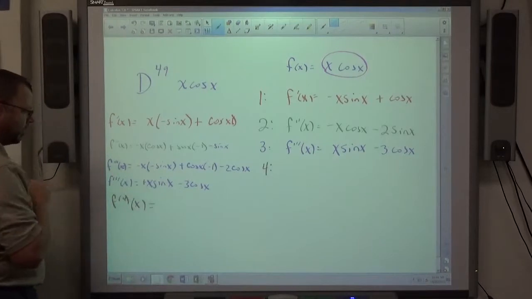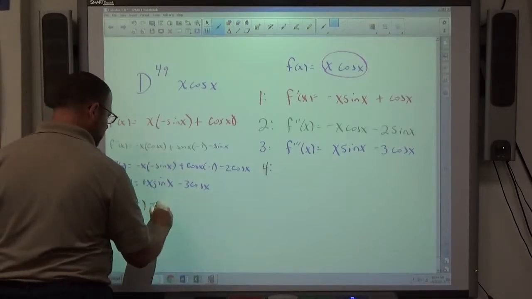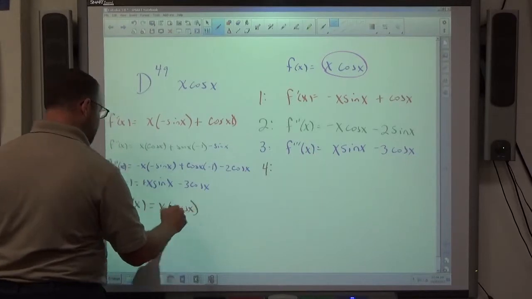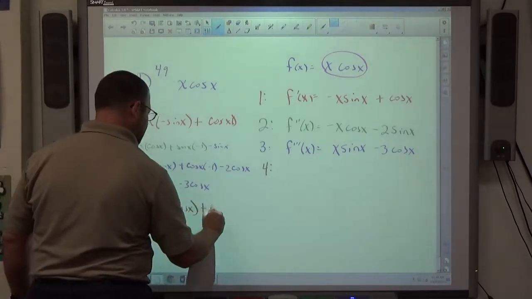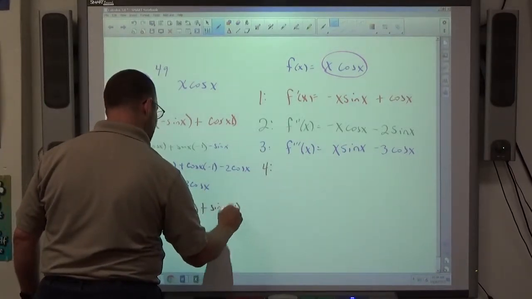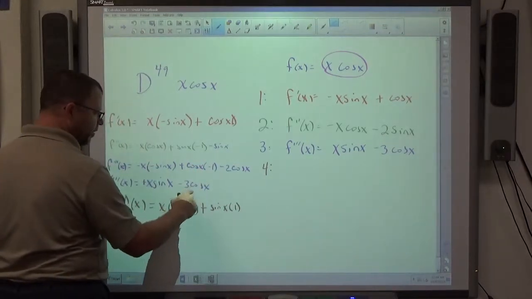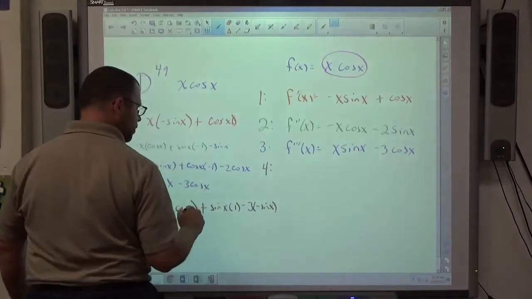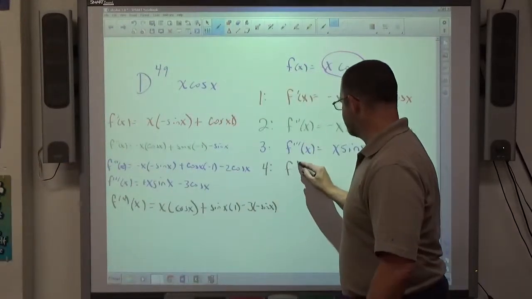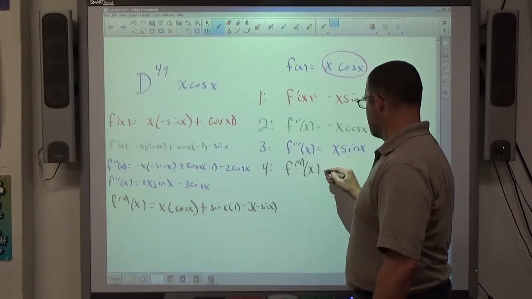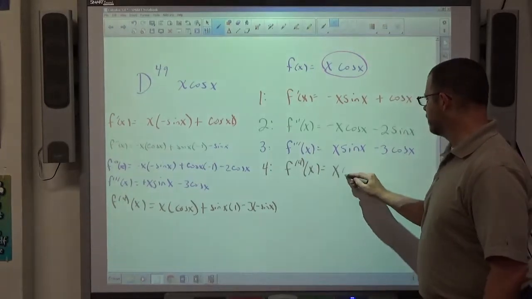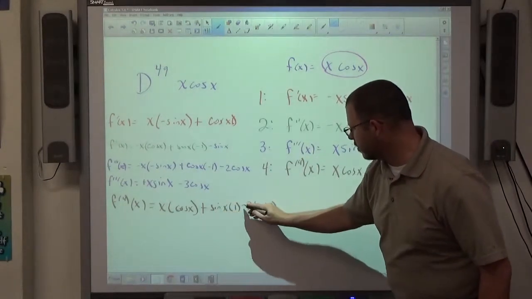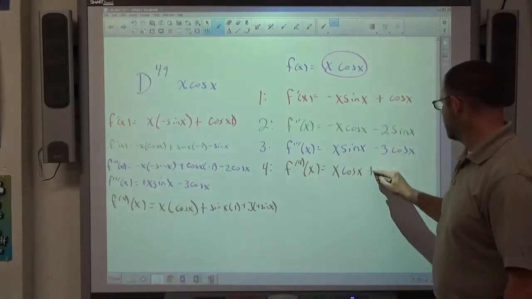Here's my simplified third derivative. So 1d2 is going to be x cosine of x. 2d1 is going to be plus sine of x times 1. And then minus 3 times the derivative of cosine, which is negative sine of x. So altogether, my fourth derivative comes out as x cosine of x, and then plus sine of x, and this will be plus 4 sine of x.